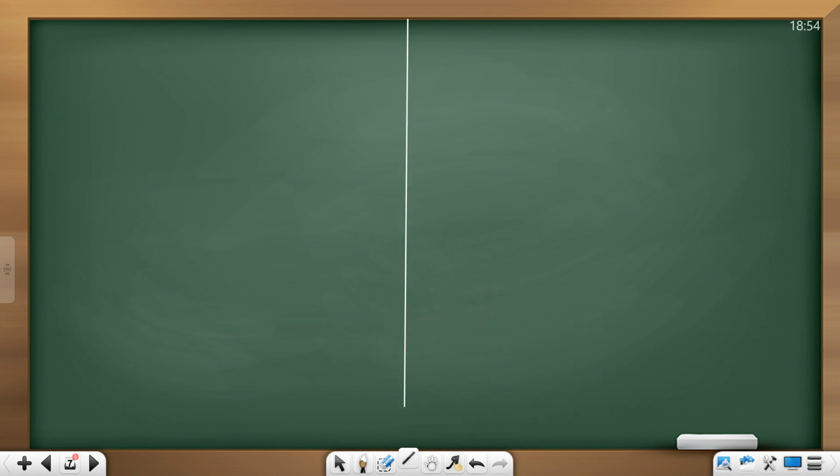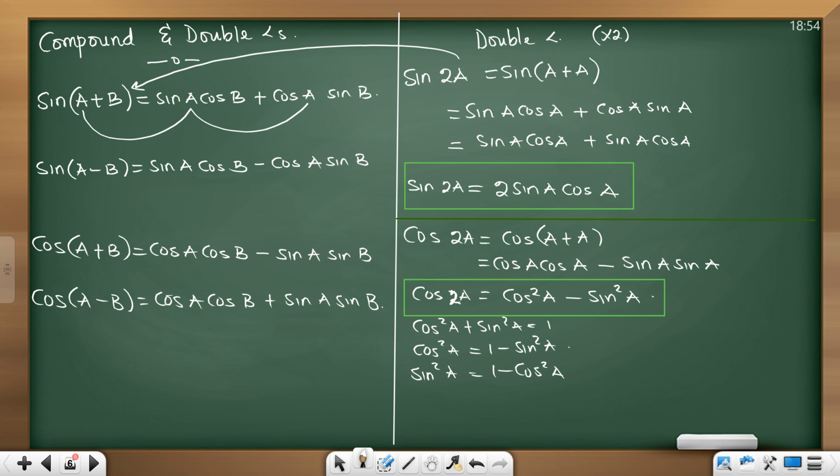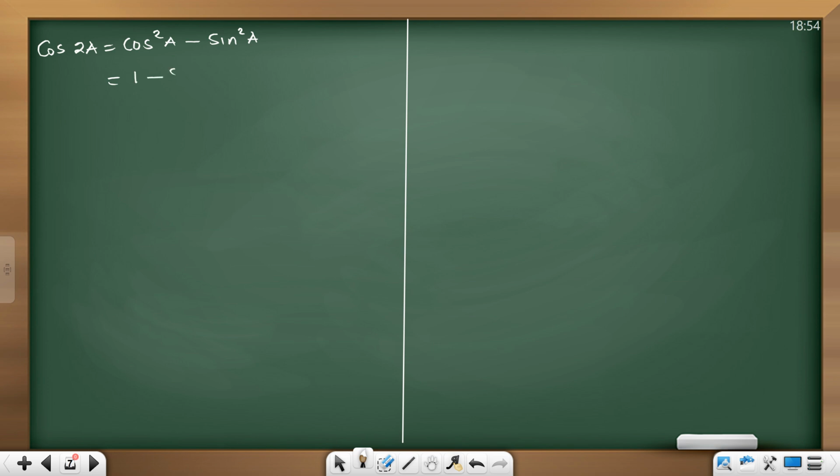So let's quickly do that. We said cos 2A is cos squared A minus sine squared A. What did we say cos squared A is? 1 minus sine squared A. Can I replace it? What would I have? 1 minus sine squared A minus sine squared A, and what would this give me? 1 minus 2 sine squared A. That is another formula for cos 2A.